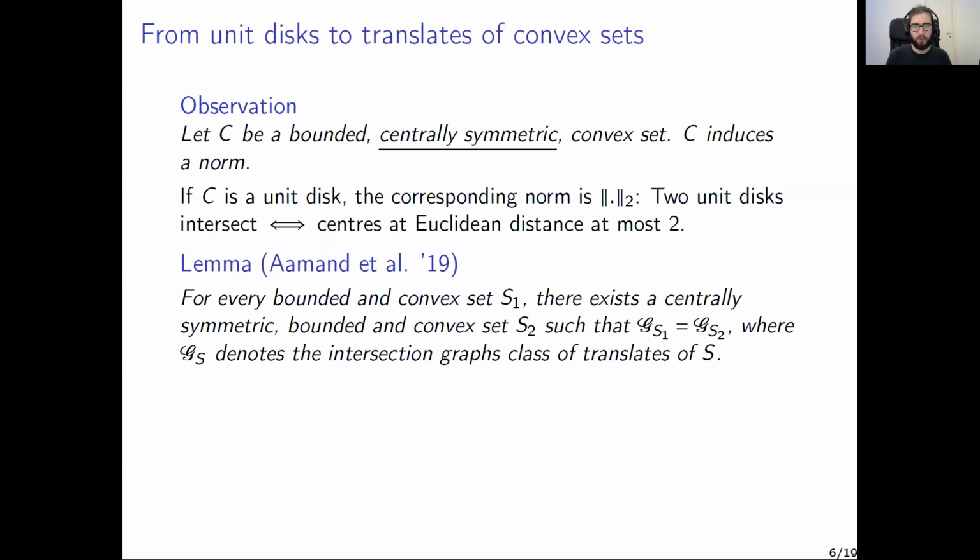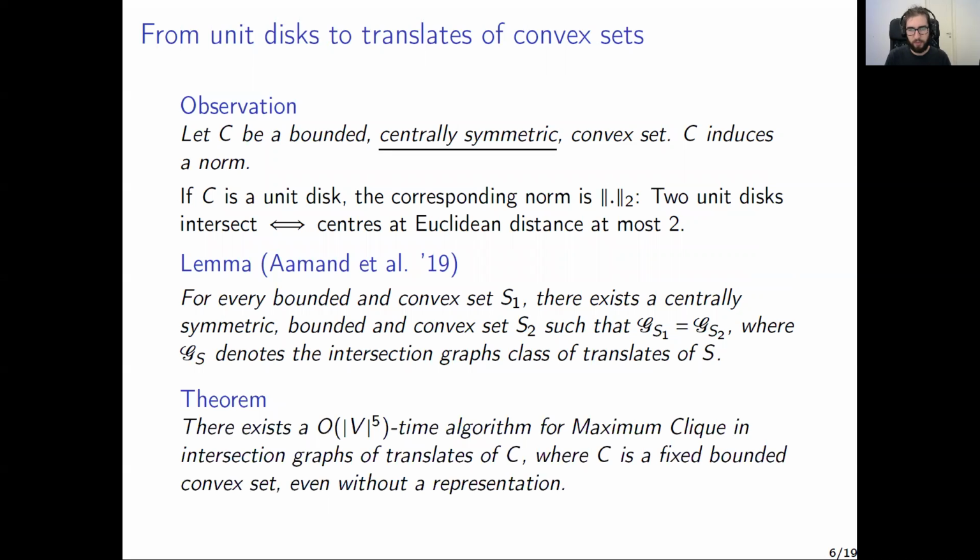And then we could use a very interesting lemma that was proven recently by Armand et al. that says that if you are working with a bounded convex set S1, then you can find a bounded convex set S2, which is also centrally symmetric, such that G(S1) is equal to G(S2), where G(S) denotes the class of intersection graphs of translates of S. And this is how we could prove our theorem. So we start by considering C, which is bounded and convex.